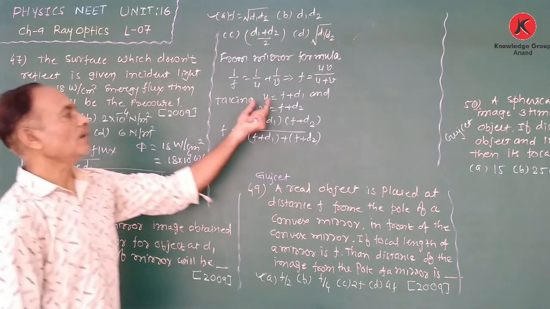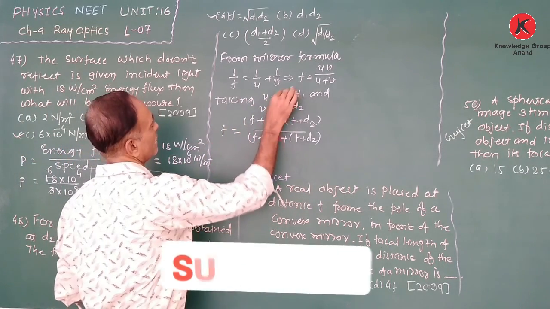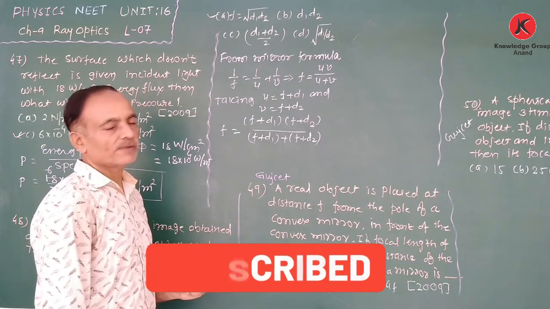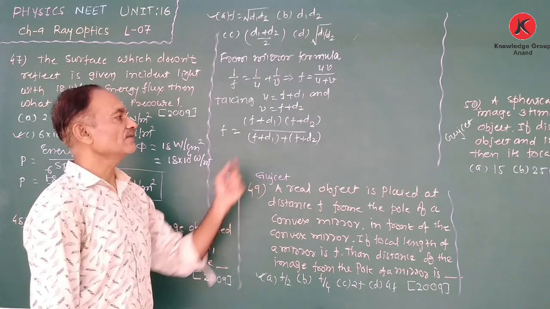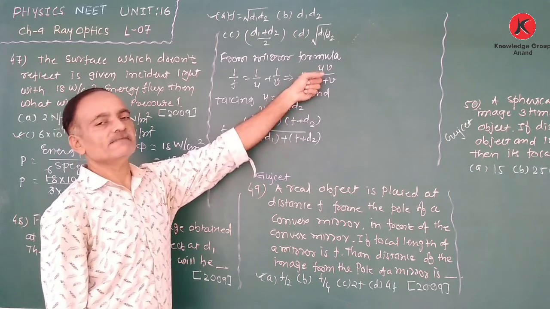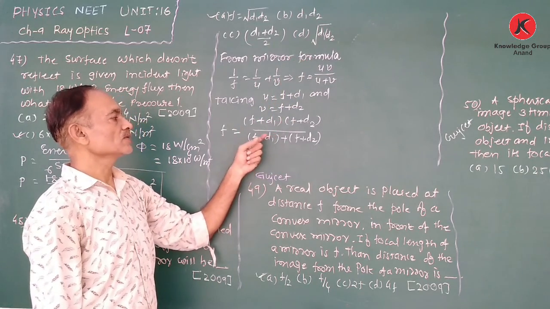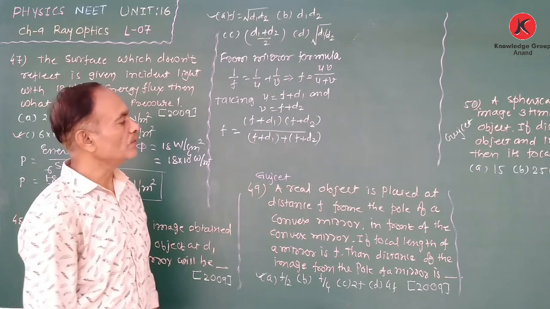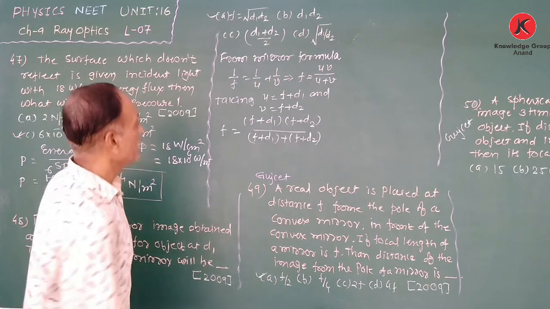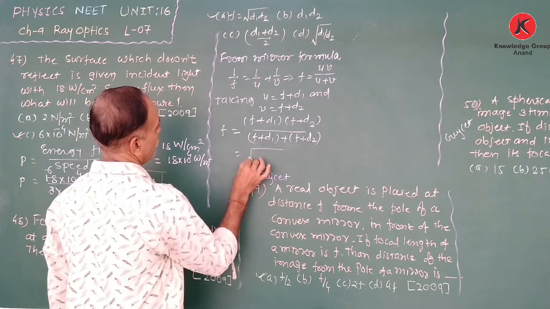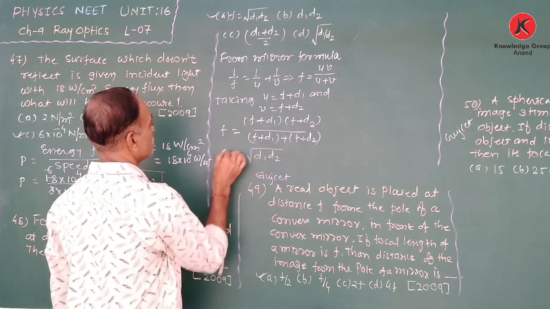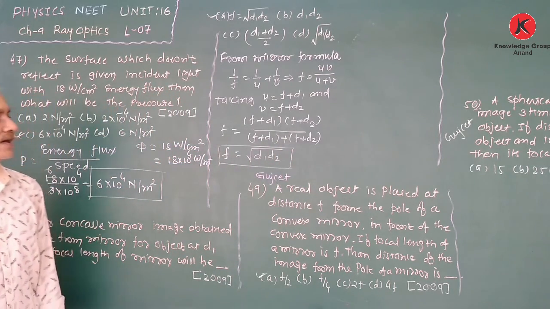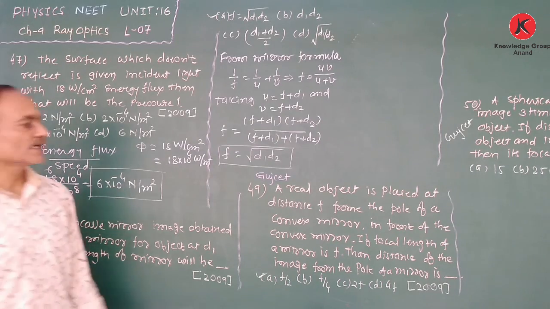So here we are taking the object distance as f plus d1, focal length plus object distance, and the image distance is also f plus d2. Therefore, (f plus d1) into (f plus d2). Here we substitute the values of u and v, and also in the denominator, u is f plus d1 and v is equal to f plus d2. As we simplify, we obtain under root of d1 d2. So the focal length of the mirror is under root of d1 d2. Clear this? Okay.